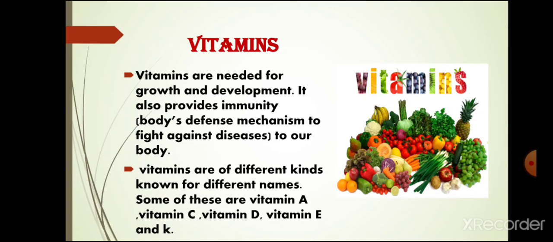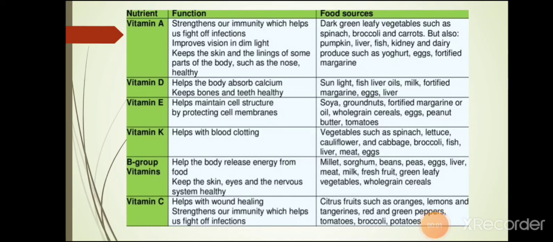Vitamins are of different kinds, known by different names like vitamin A, vitamin C, vitamin D, vitamin E and K. There is also a group of vitamins which we call vitamin B complex. Our body requires all these types of vitamins in a minute amount. Through this table, we will learn about different types of vitamins, what their functions are and from where we get these vitamins. First is vitamin A.